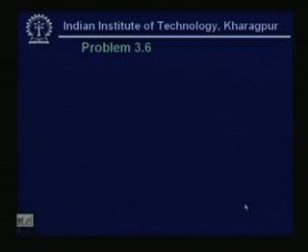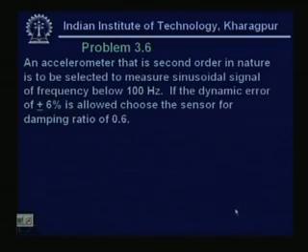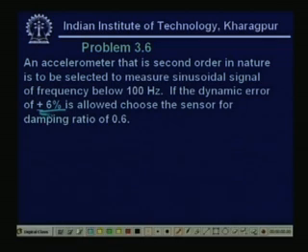Now the last problem you will find is a second order system, so there is no question. If it is a second order system, you have to take both plus and minus of the dynamic error. That means you have to take both plus and minus of 6%, and accordingly you will get the value of omega n. So you have to find the natural frequency of the sensor here. Try to solve these problems and the solutions will be given in the next class.